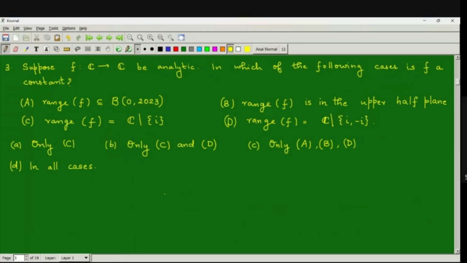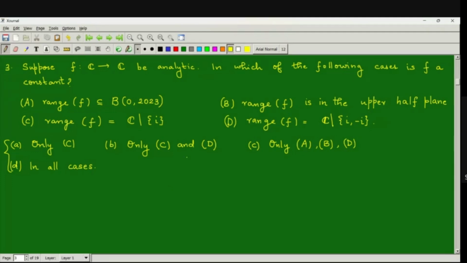Okay, so this is a purely theoretical kind of question. What is the question asking? F is an entire function. C to C analytic means entire function. Then in which of the following cases is f a constant? Whether condition A implies f is a constant, whether B implies f is a constant, whether C implies f is a constant, or D implies f is a constant. So A, B, C, D are the statements that they have given. The options are here.